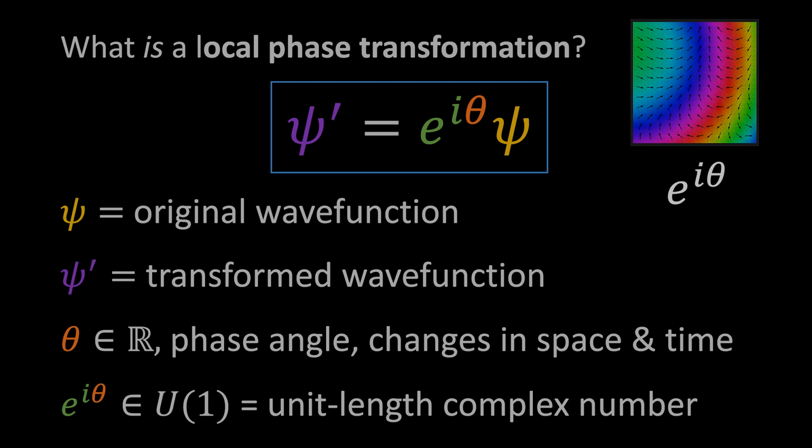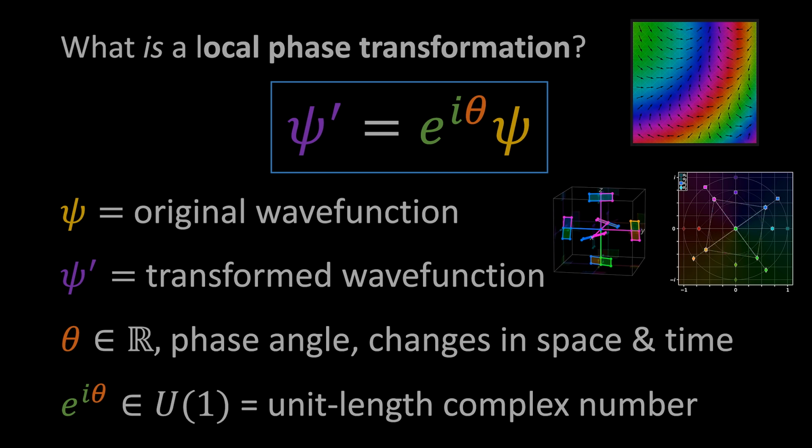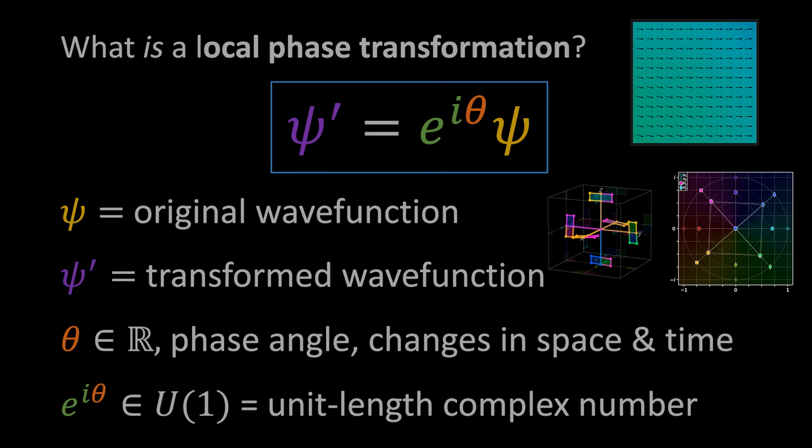So a global transformation is just multiplying by a constant phase factor everywhere in space and time, which is basically just a redefinition of the phase angle. And that's not very interesting or physically meaningful. But a local phase transformation is a much stronger transformation, because that means we can change the phase by a different amount here versus there, now versus later. And so this gives us infinitely many ways to mess around with psi. And remember, multiplying psi by a complex phase factor has the effect of rotating the flag about the flagpole.